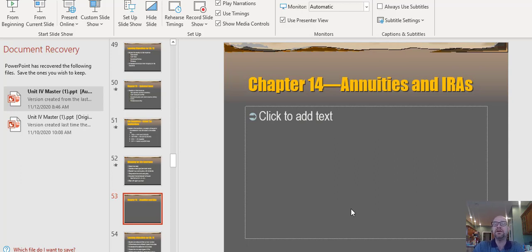All right, so the topic of this next chapter is annuities and IRAs. IRA stands for Individual Retirement Account. I know that some of you have been in classes where you already know what that is, but I'm also guessing that a lot of you have absolutely no idea what that is. So it's a little challenging to make sure that everybody's on the same page before we get started.